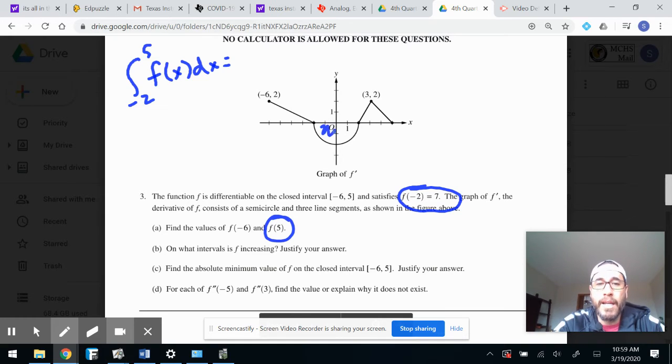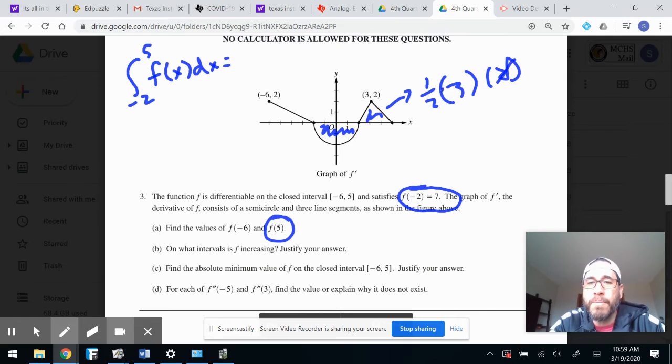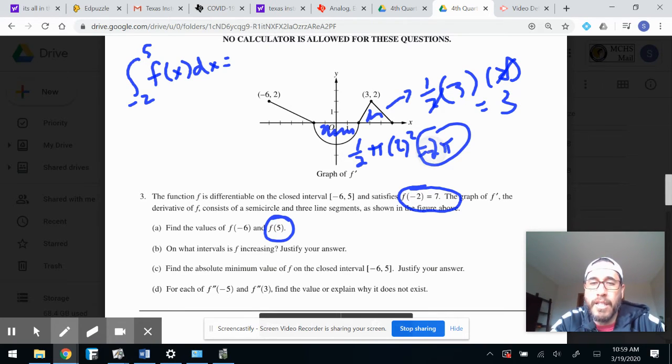From -2, I got a little semicircle, and I'm going to go all the way to 5. Well, this triangle would be 1/2, the base is 3, the height is 2, and I get an answer of 3. But I also have a semicircle there, which is 1/2 of a circle, and it'd be pi r squared. The radius would be 2, squared, and I get a little 2 pi, but it's underneath, so I'm going to have to go negative. So my answer would be 3 minus 2 pi.